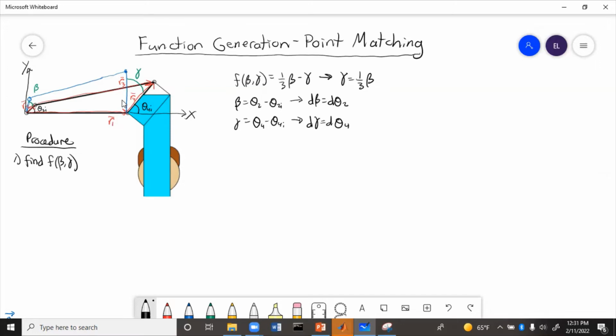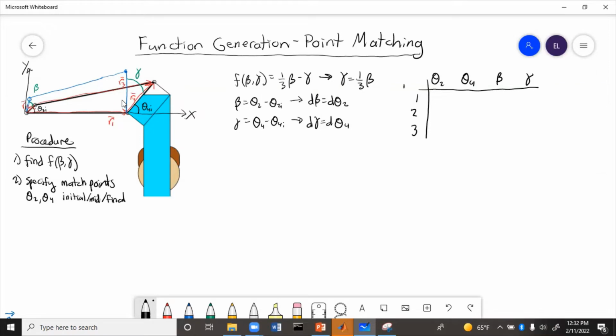Then the next thing we need to do is figure out what 3 points we want to match: initial, middle, final matching points. Let's make a chart for that. We'll have theta 2, theta 4, beta, gamma, and initial, middle, final. Let's say we want theta 2 to be 60 degrees, 80 degrees, 130 degrees, and we want theta 4 to start at 55 degrees. So now we have the starting point for theta 2 and theta 4. We got those initials, and we got all of our desired points for theta 2.